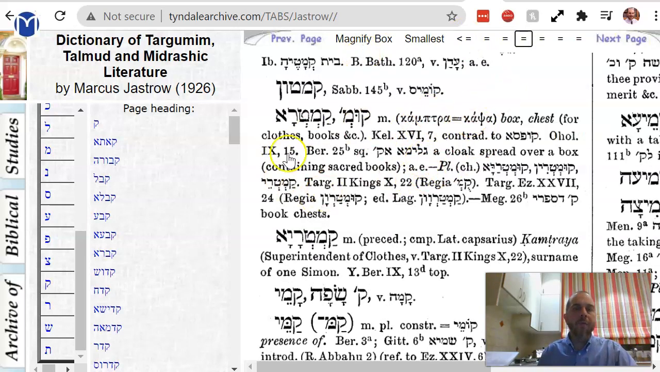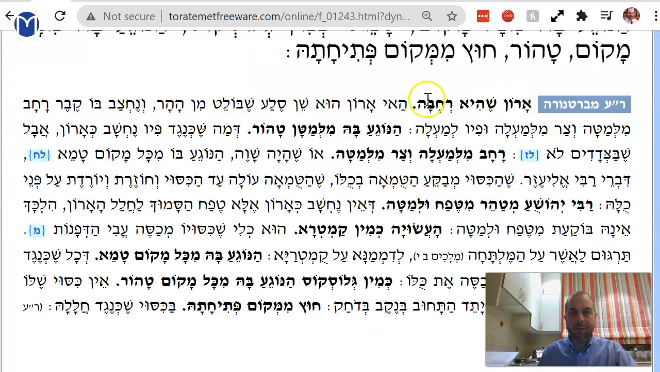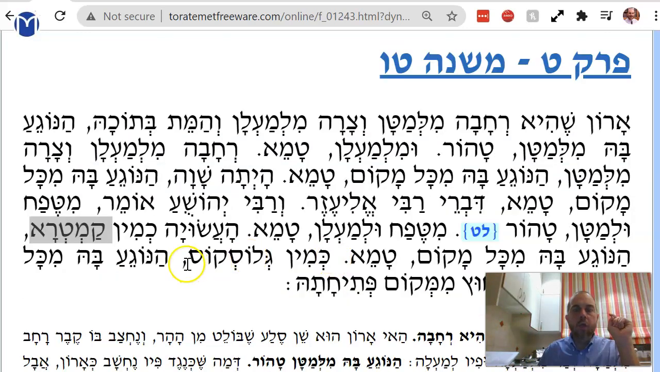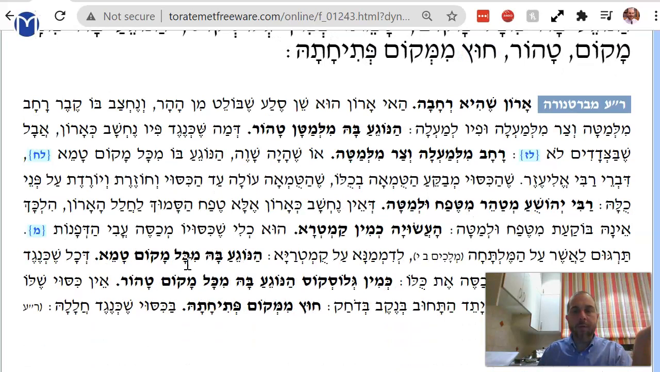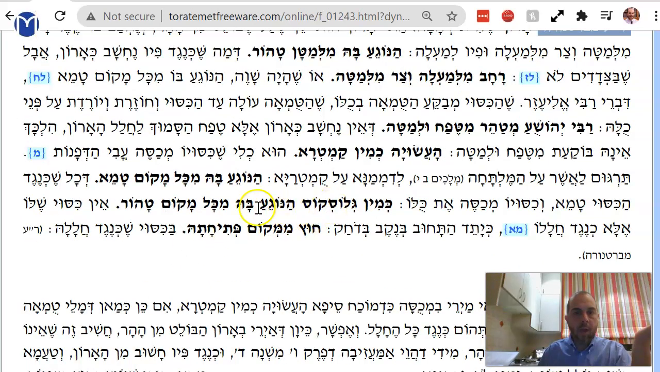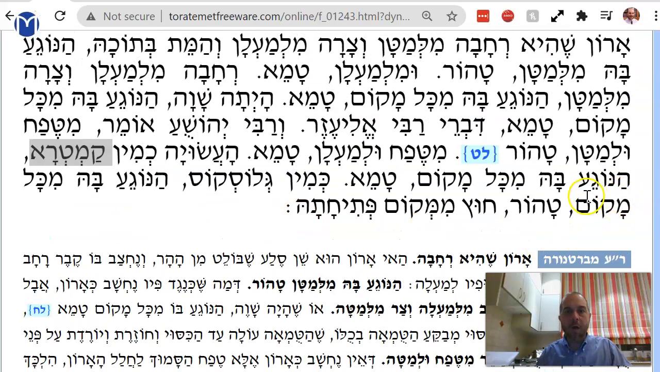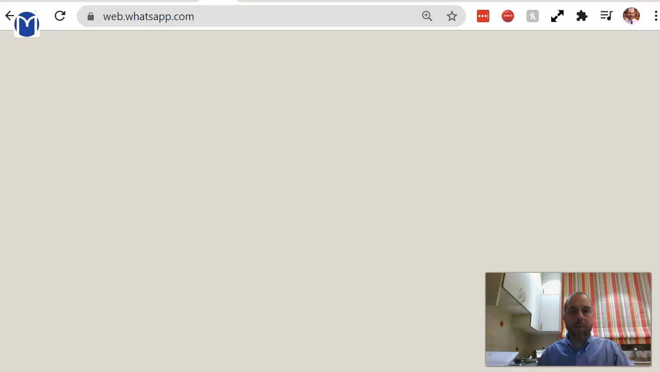So if it's made like a box, the way the Bar Tanura says, the cover covers the whole thing. Because remember now, the whole cover is covering over the whole thing. So therefore, it becomes like a kever satum, as we said. Kamin guluskus. On the other hand, if it's like a guluskus, the Bartanura says, ein kisui shelo ela keneged chalalo. The cover doesn't cover the entire thing. If I have a cup, it only covers the top. So in that case, anogea ba mikol makom tahor. If you touch it anywhere on the side of this kever, it's tahor, chutz mi makom ptichata, except for the place where it's opening.